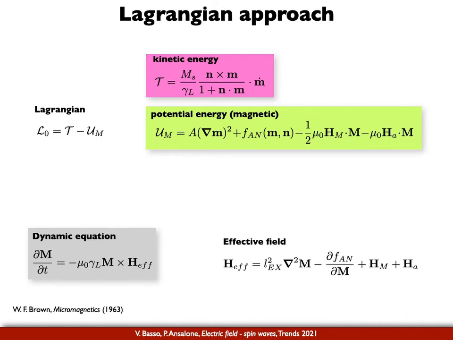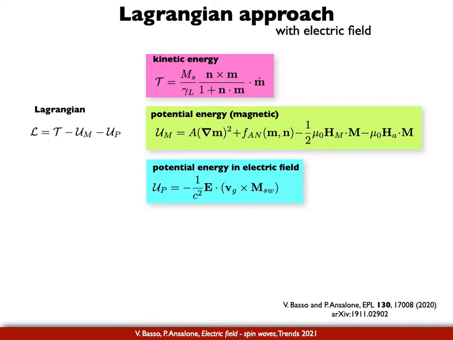Maybe it's not necessary to go through a Lagrangian approach in order to write micromagnetism, but maybe it's important if we want to add the electric field effect, because in an electric field we have also the transport of a certain quantity. I mean, in micromagnetism, for example, we can have the transport of a certain quantity of magnetization with a certain group velocity in an electric field. Then we have to add another potential term.